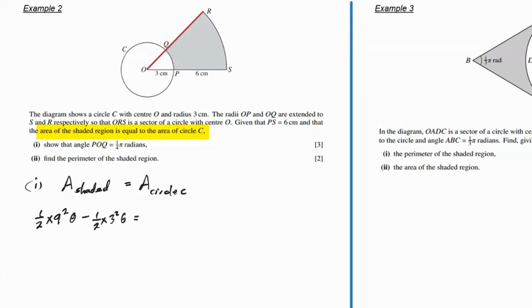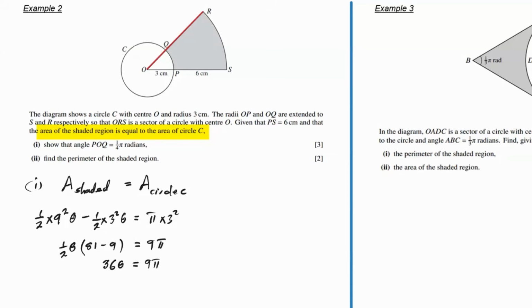Now the area of circle C is basically pi r squared. So that's pi times 3 squared. So basically that, right? I'll factor out half theta, and I'll have 9 squared, which is 81, minus 9, and I have here 9 pi. So 81 minus 9 is 72. Half of 72 is 36. So we have 36 theta being equal to 9 pi.